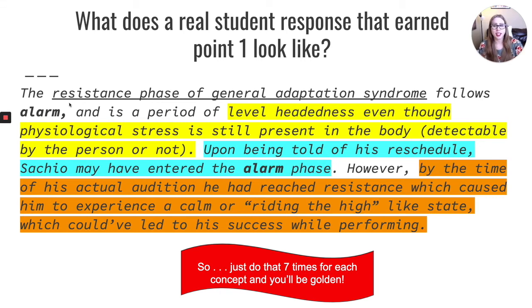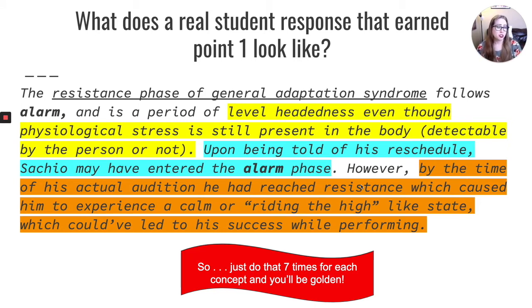They're saying Satio probably did experience alarm, which comes before resistance. And so they're just kind of showing their grader that they really know their stuff. They're saying, yes, I know what happens in general adaptation syndrome. I know that you go from alarm to resistance. They proved that to their grader, so that's really solidifying that they're going to get their point here.